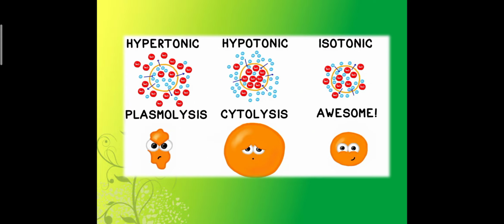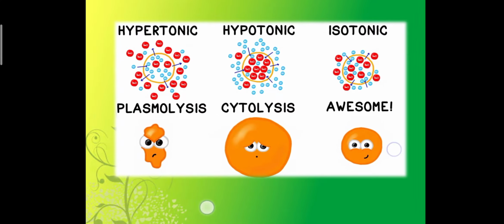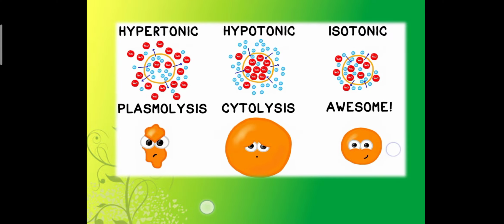This is the diagram showing hypertonic, hypotonic and isotonic. हाइपरटोनिक में क्या होगा, सारा का सारा लिक्विड बाहर चला जाएगा. हाइपोटोनिक में लिक्विड बहुत सारा अंदर आ जाएगा किशमिश जैसा. और आइसोटोनिक जिसमें बाहर और अंदर सेम एनवायरनमेंट होगा.